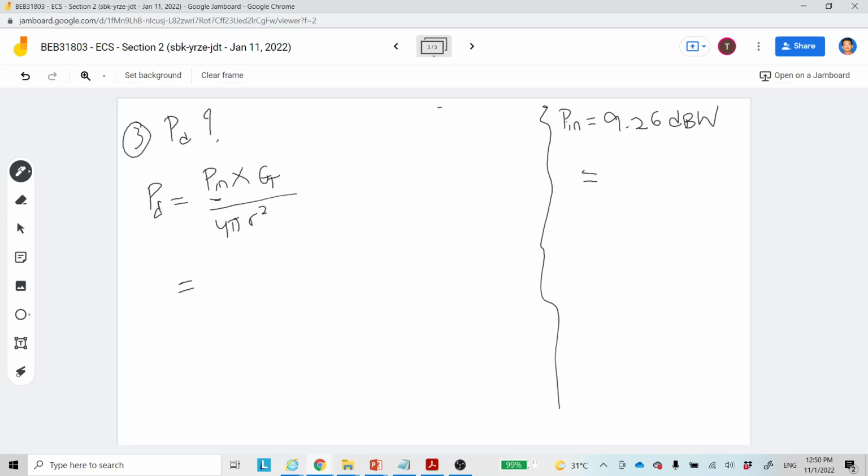So, that means sini dalam sebutan watt. So, you need to find in term of watt. So, that means anti-log of 0.926. Kenapa 0.926? Sebab saya perlu bahagikan dengan 10. So, I got this equal to 8.43 watt. Okay, 8.43. Okay, so masukkan dalam persamaan ini, so 8.43 watt multiplied with GT. Tadi GT kita dah dapat 505.329.